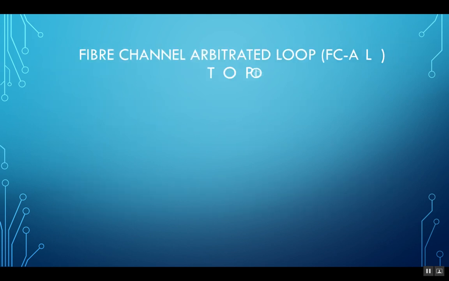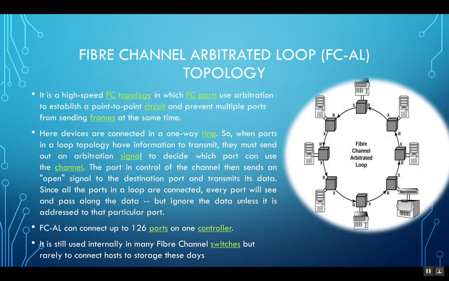So next is fiber channel arbitrated loop, which, as the name suggests, is basically looping. It's a high-speed FC topology in which fiber channel ports use arbitration to establish a point-to-point circuit and prevent multiple ports from sending frames at the same time. Here the devices are connected in a one-way ring. By saying that the devices are connected in a one-way ring, we mean that it has a serial architecture, and the bandwidth of the loop is shared between all the ports.